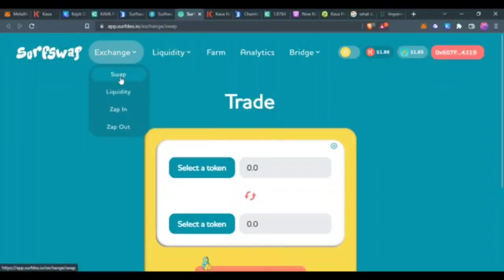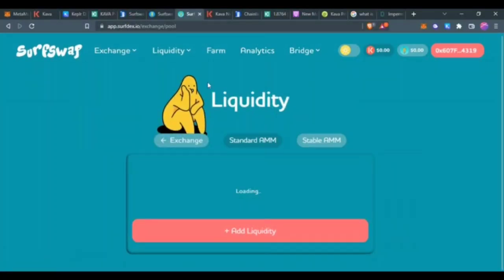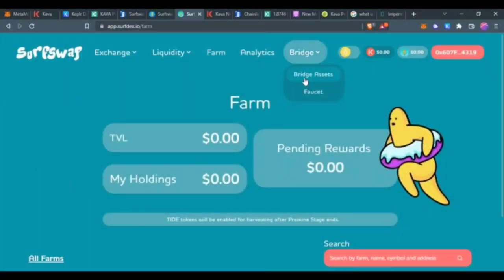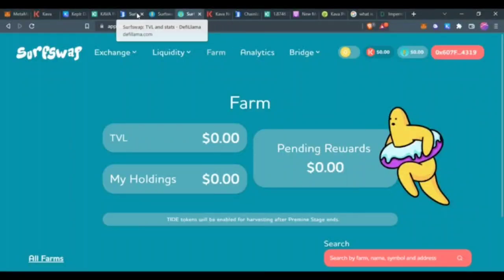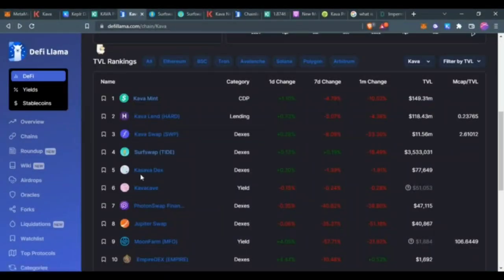Let's see, we have an exchange where we can swap, provide liquidity. Let's look at the pools and see what they have going on. Farms. See what type of farms they have, which I don't think they have any yet. I think this is a little bit too new. They do have the ability to bridge assets as well. So let's see who else we got.